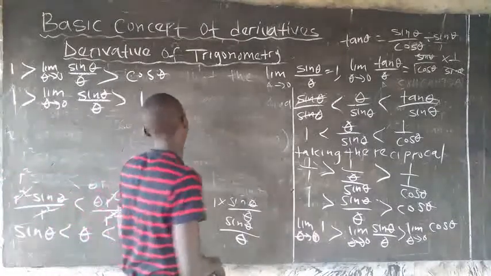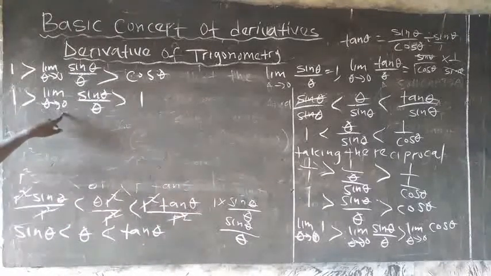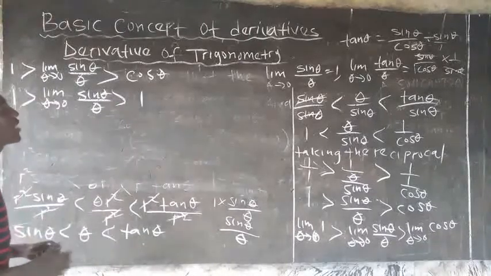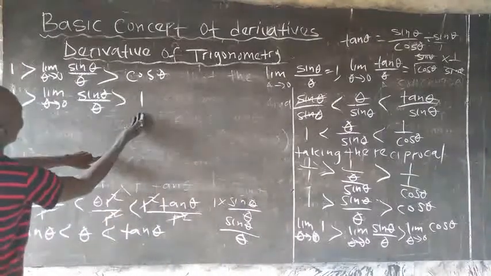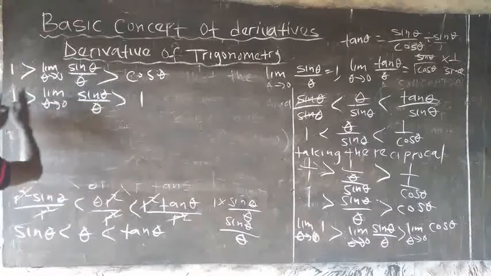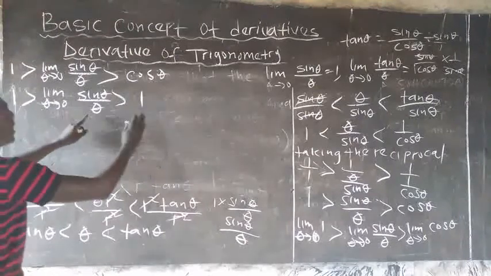Let's analyze this. 1 greater than the limit as theta approaching 0 of sin theta over theta. Now here there is something in the inequality. I will just read it like this: the limit as theta approaching 0 of sin theta over theta is less than 1 and the limit as theta approaching 0 of sin theta over theta is greater than 1.